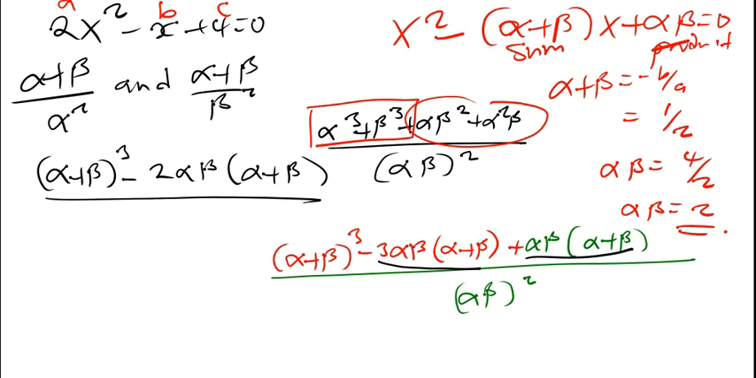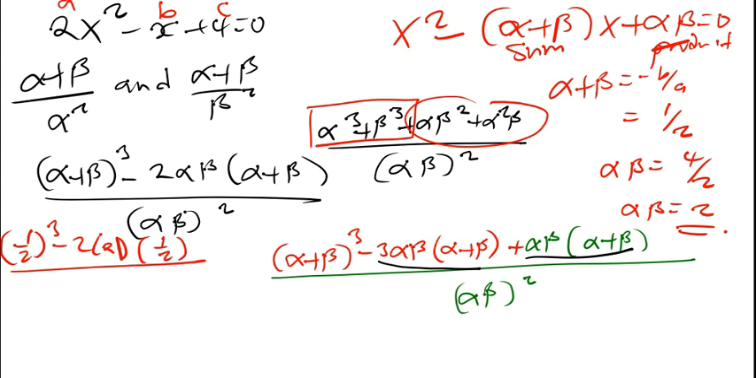I hope no one is behind now. Who is behind? It's not true. You are supposed to be behind. So half raised to the power 3 minus 2 alpha times... but you will say we are behind. Yes, okay, it's normal.